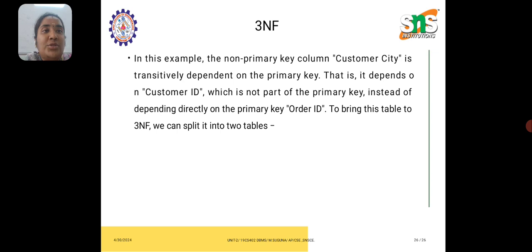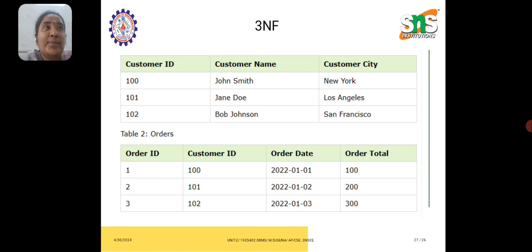This third normalization form is denoted with an example of a non-primary key: the customer city is transitively dependent on the primary key. That is, it depends on customer ID, which is not a part of the primary key, instead of depending directly on the primary key order ID. To bring this table to 3NF, we can split it into two tables.